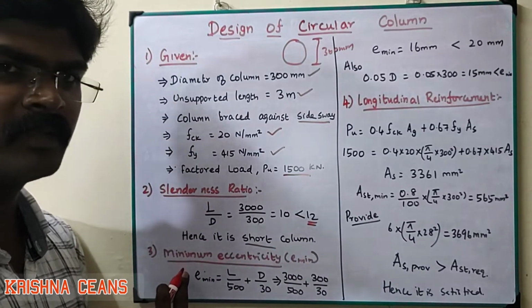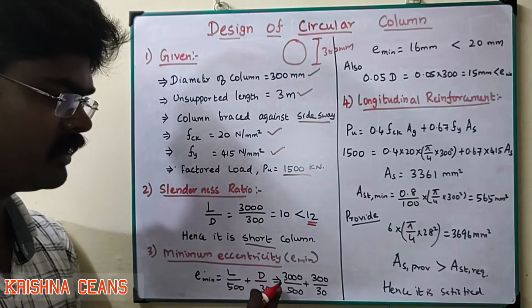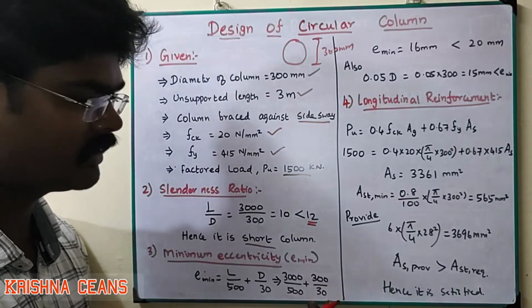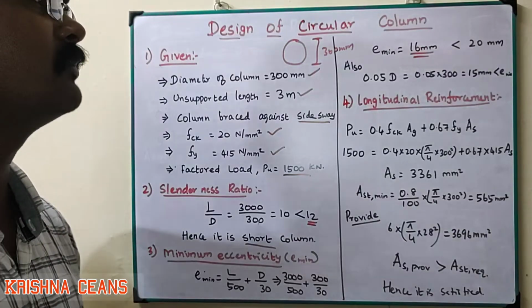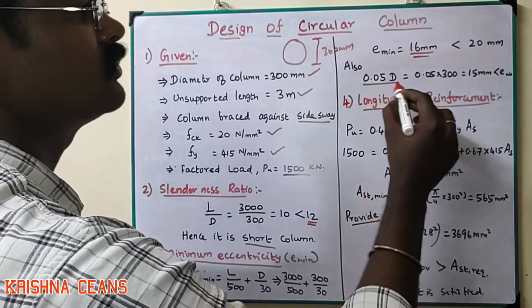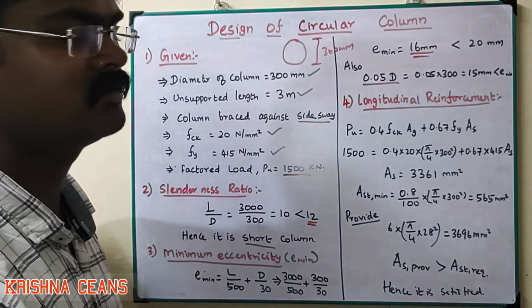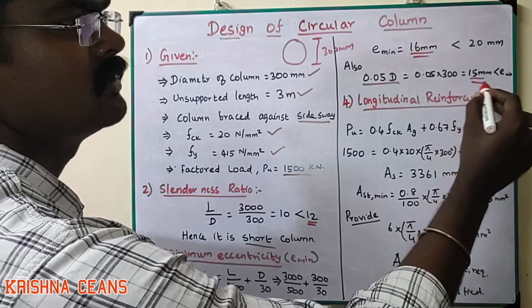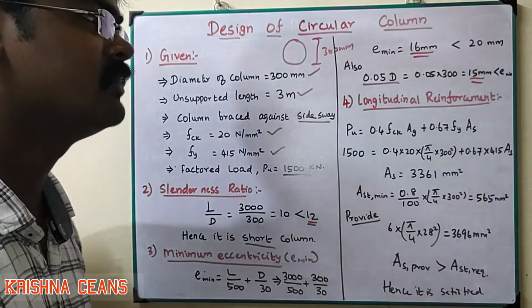Step number 3, minimum eccentricity. So L by 500 plus D by 30, which is equal to 3000 divided by 500 plus 300 divided by 30, which is 16 mm. So it is less than 20 mm. Also we have to check 0.05 D. It should be less than e minimum. So 0.05 times 300 is 15 mm, so it is less than the minimum eccentricity e minimum.